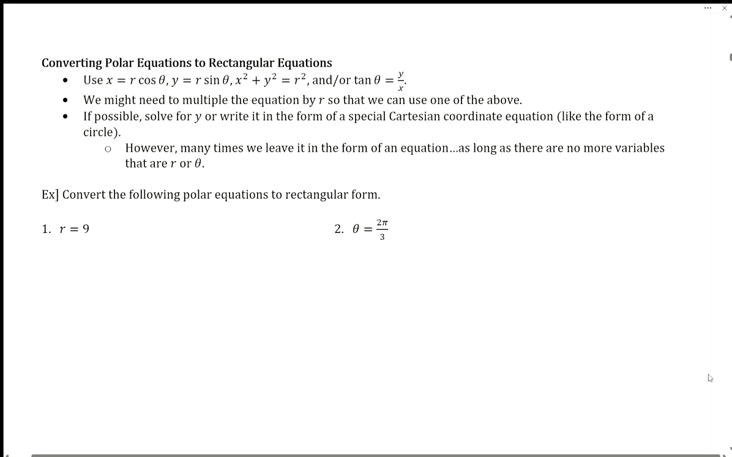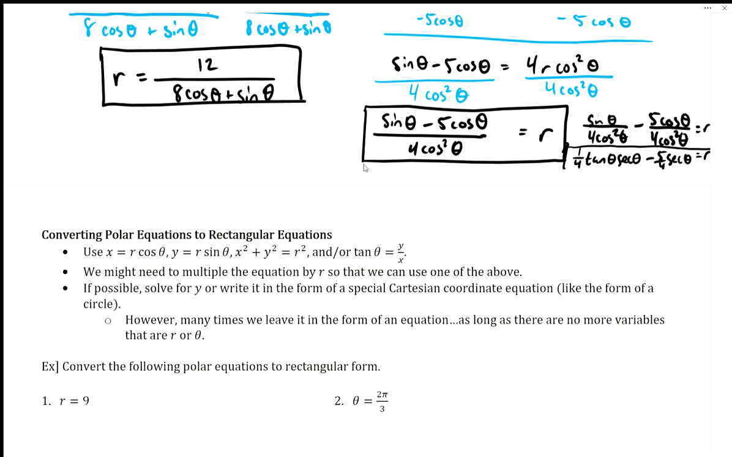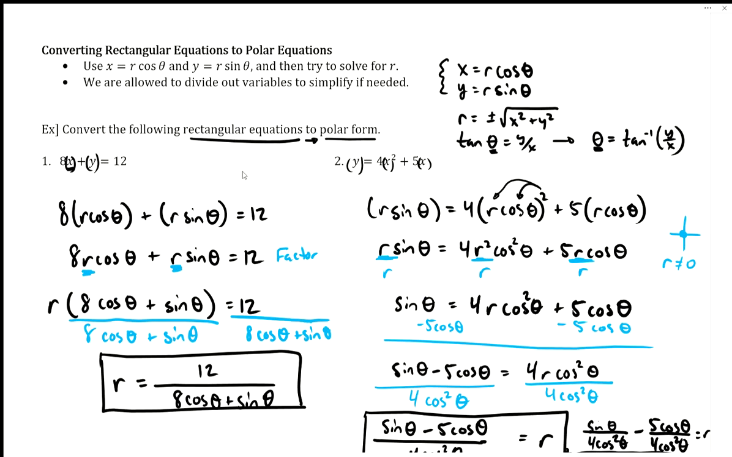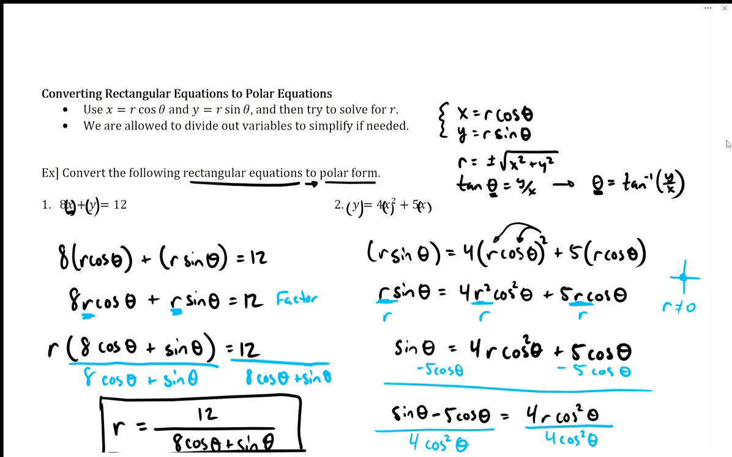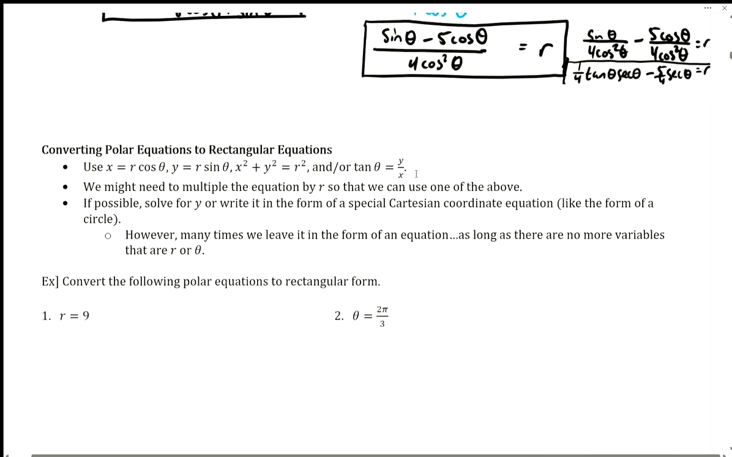Hi everyone, and welcome to our video on converting polar equations to rectangular equations. Now, in the previous video, we went the opposite way, rectangular to polar, and we wrote them all out, we just had to use these two. Well, if we're going from polar to rectangular, we would be pretty much using all four different scenarios.